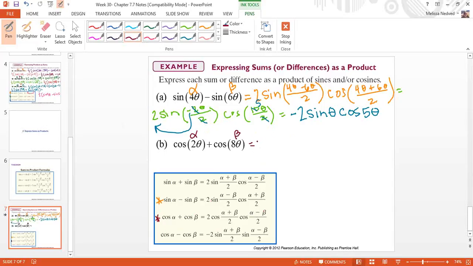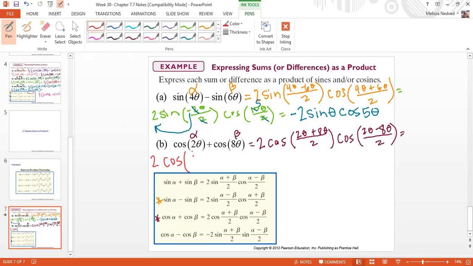So when I plug it into my formula, I get 2 times cosine alpha plus beta, 2 theta plus 8 theta, all over 2. Then times cosine of alpha minus beta over 2, 2 theta minus 8 theta, all over 2. And just like we have been doing, we're going to continue simplifying in that same fashion. The 2 stays out front. Cosine 2 theta plus 8 theta, we're getting that 10 theta, just like we had in the last example, over 2. And cosine 2 theta minus 8 theta is going to give us a negative 6 theta over 2.